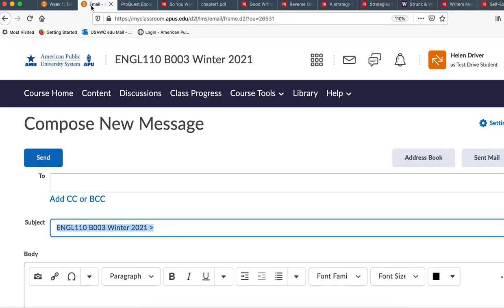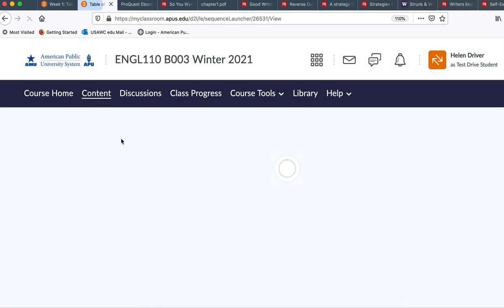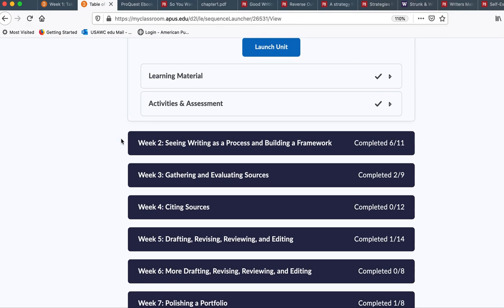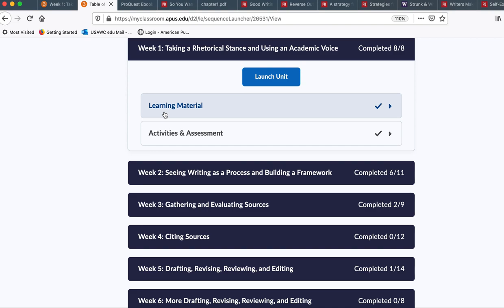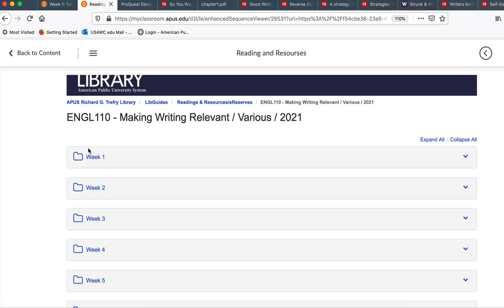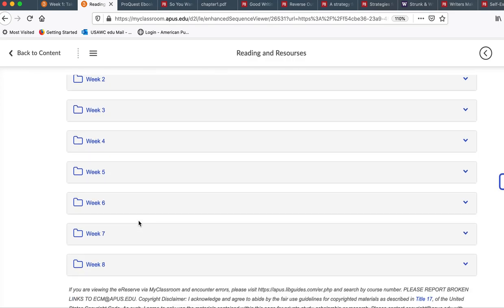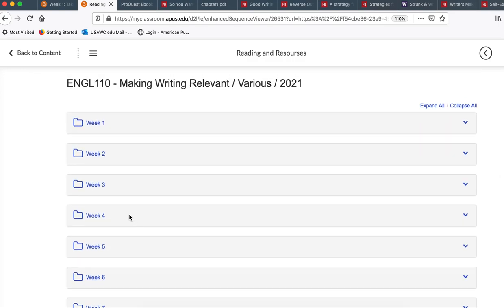But I'm going to go back over here. Let's go to content again, because I want to show you one more thing before we move towards that. All right, so you also need to click on learning material. This gives you the readings for each week. So notice when you click on learning material, you have the ability to obtain all of the readings.